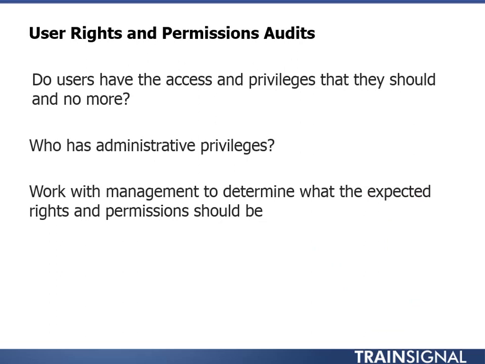There are many different types of audits, and I'd like to go over a few of them. The first up, user rights and permission audits. This is basically auditing your access control lists as well as the user rights that you have assigned. You'll ask yourself, do users have the access and privileges that they need and no more? Who has administrative privileges, and is there any way we can pare that down a little bit and assign it to fewer people? You should work with your management to determine what the expected rights and permissions should be, but then again, hopefully you've documented it in your security control documentation.